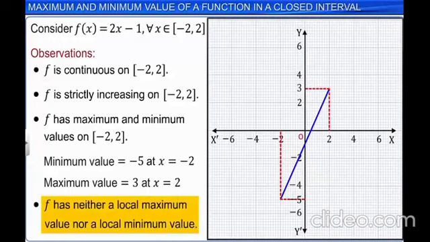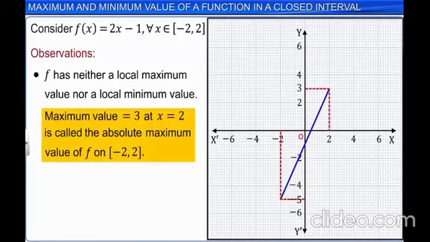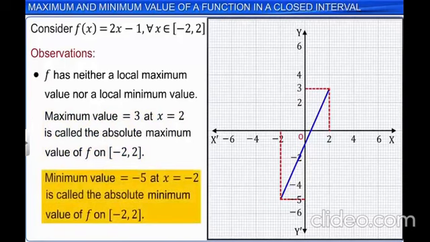The maximum value 3 of f at x = 2 is also called the absolute maximum value, or the global maximum, or the greatest value of f on the closed interval [-2, 2]. Similarly, the minimum value -5 of f at x = -2 is called the absolute minimum value, or the global minimum, or the least value of f on the closed interval [-2, 2]. Let us learn to find the absolute maximum and minimum values of a function on a closed interval.